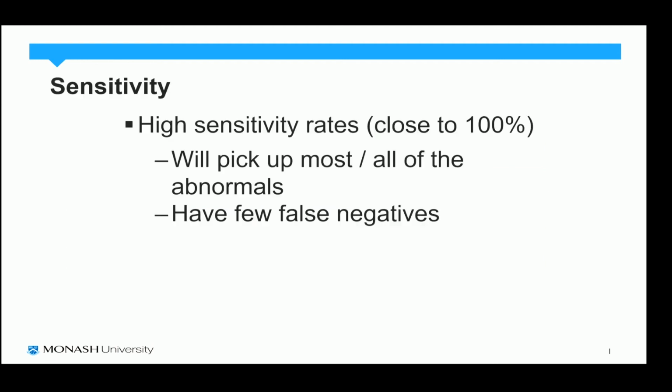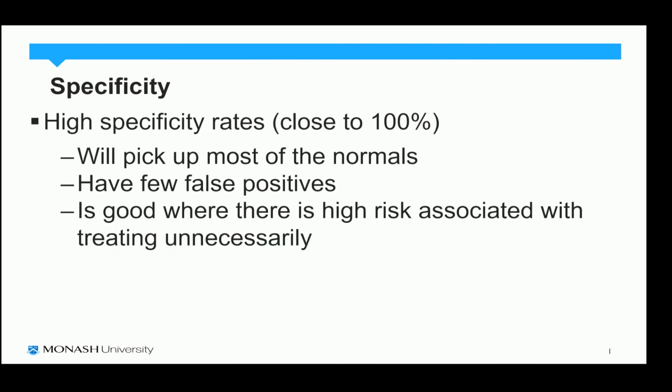It is important to note that with sensitivity, you want it as close to 100%, because what that means is you have the ability to pick up most or all of the abnormals. So you want to keep the false negatives to very little. If you look at specificity, once again, try and get that as close to 100%, and that will mean that you are able to identify the normals very well and that there are very few false positives. And it's very useful where there is a high risk associated with unnecessary treatment.